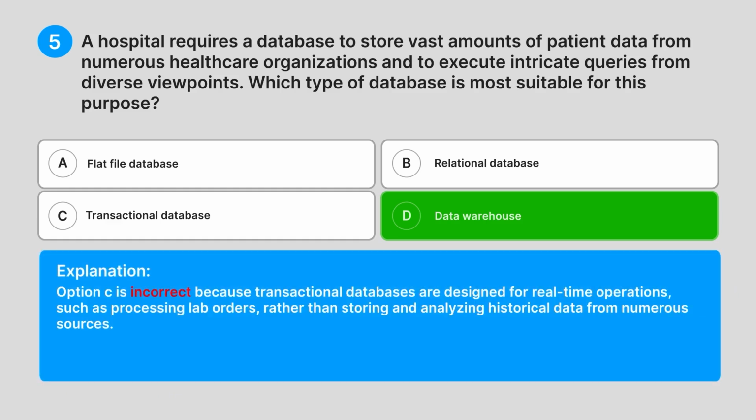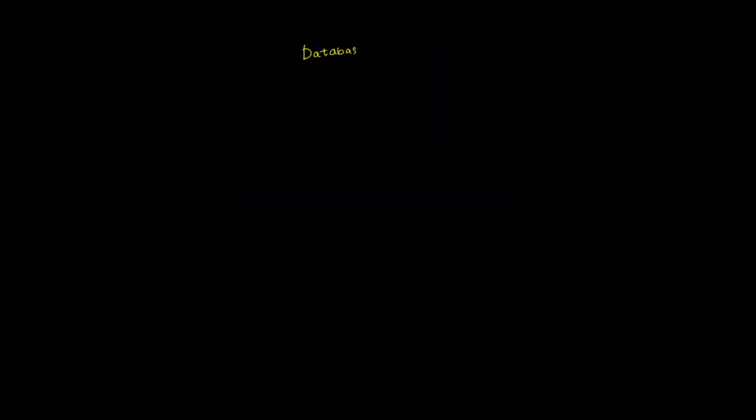Option C is incorrect because transactional databases are designed for real-time operations, such as processing lab orders, rather than storing and analyzing historical data from numerous sources. Let's break down the essential characteristics of different database types to understand why a data warehouse is the answer here.